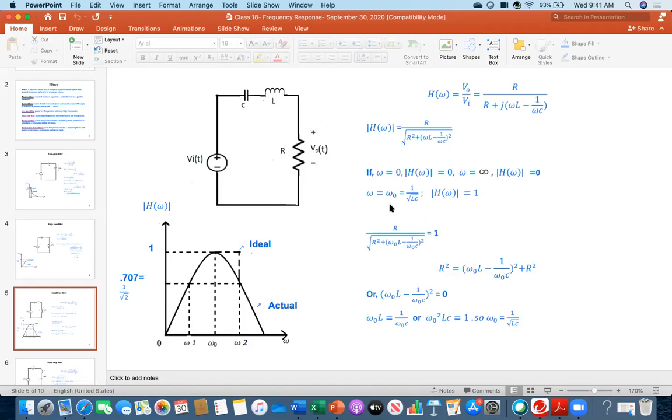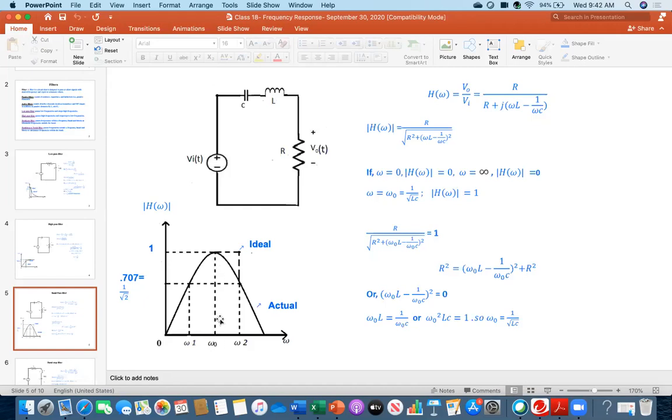Now what is that point at omega equal to omega naught? You see here, the actual curve is like that. It has a maximum point, and that maximum point is definitely 1. Corresponding to that point, I have given a new name, which is omega naught.